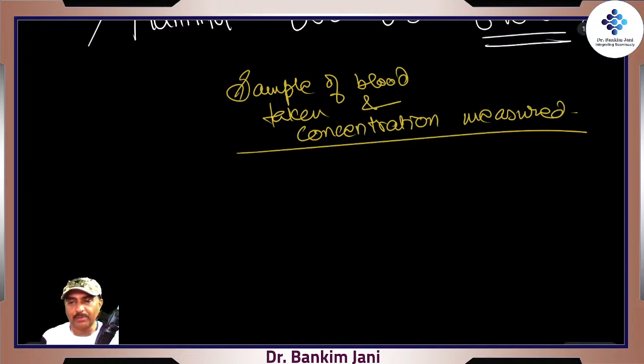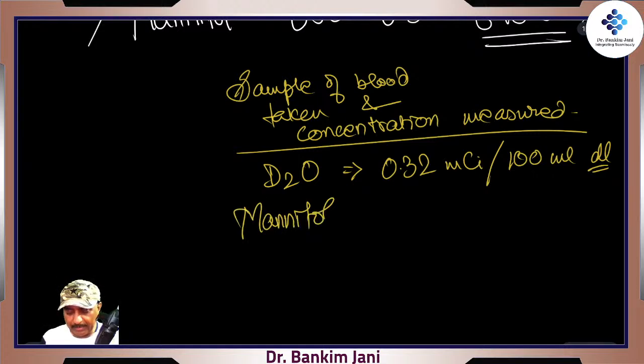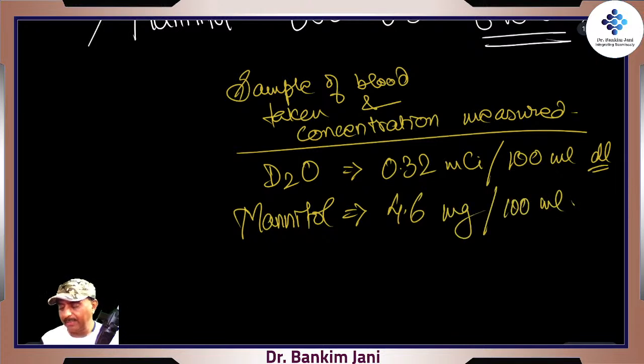Usually concentration will be written per 100 ml. So we have taken the 10 ml out and multiplied by 10. So this is the concentration we are getting. Say for D2O we are getting 0.32, very less, 0.32 millicurie per decaliter, or 100 ml. Sometimes if it is written DL, that means 100 ml. Mannitol again would be less, say 4.6 milligram, again per 100 ml.